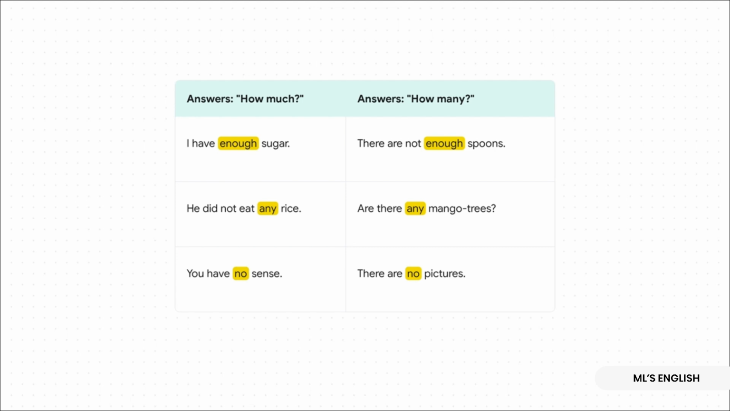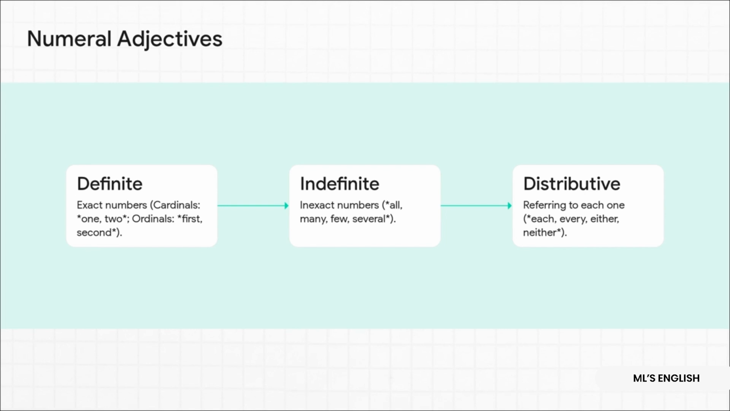The same thing works for words like "any" and "no." It all comes down to whether the noun it's describing is something you can count or not. And we can break these numeral adjectives down even more into three types. First, you've got your definite ones for exact numbers like 1, 2, 3, or for order like first, second, third. Then you have indefinite ones for inexact amounts like all, many, or several. And finally, you have distributive adjectives which point to each one in a group like each person or every single time.